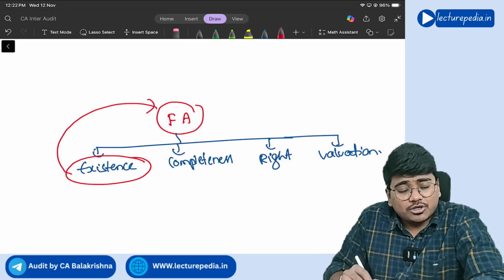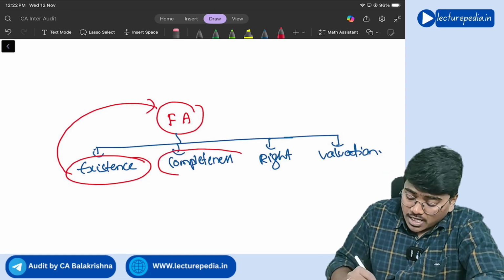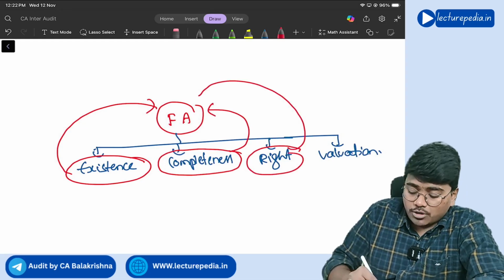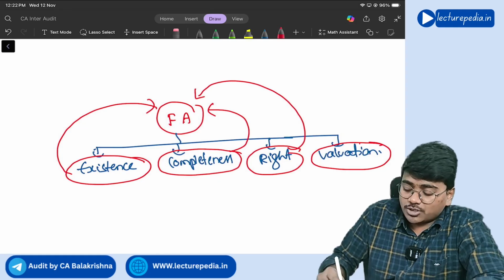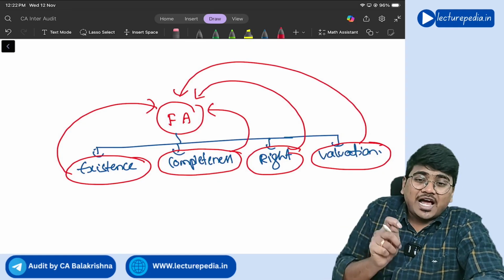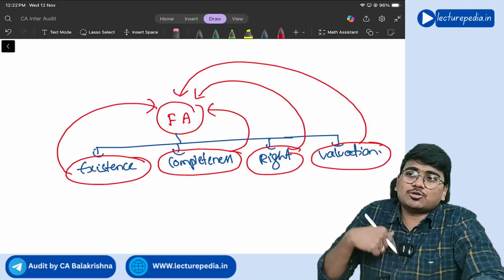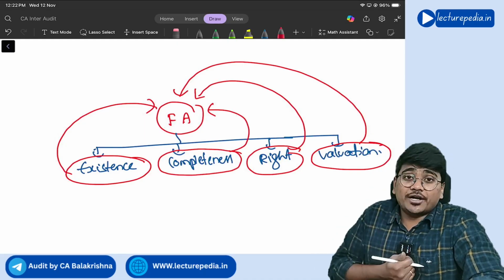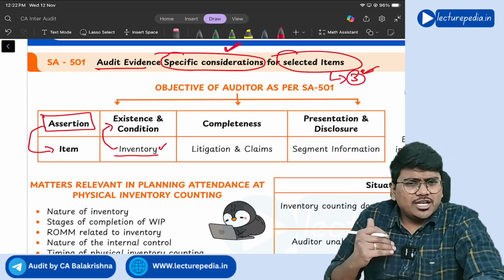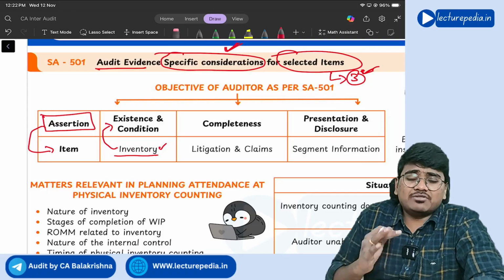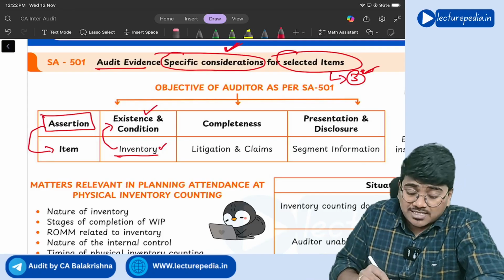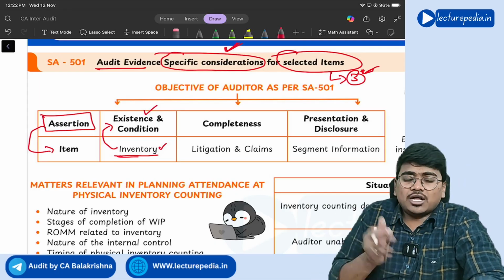Next, the auditor should also obtain audit evidence with respect to completeness of fixed asset. Again, audit evidence with respect to rights over fixed asset, audit evidence with respect to valuation of fixed asset, like this. For each and every assertion of the item, the auditor has to perform audit procedures and obtain the audit evidence. Clear? Now, in case of SA 501, we will be dealing only with what procedure has to be performed with respect to existence of inventory, not all the other assertions.